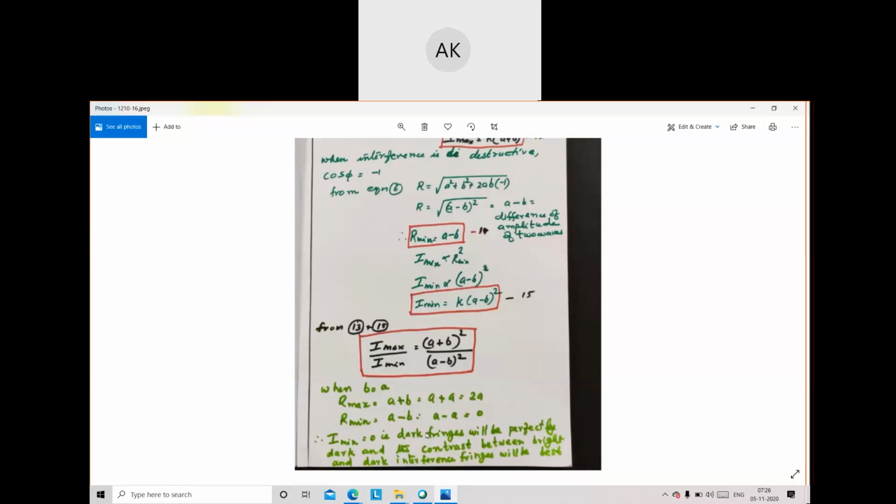So, the dark fringes will be perfectly dark and the contrast between bright and dark interference fringe will be best.